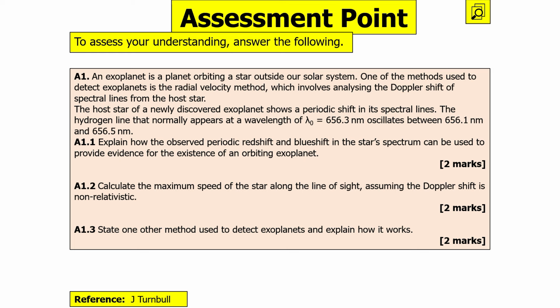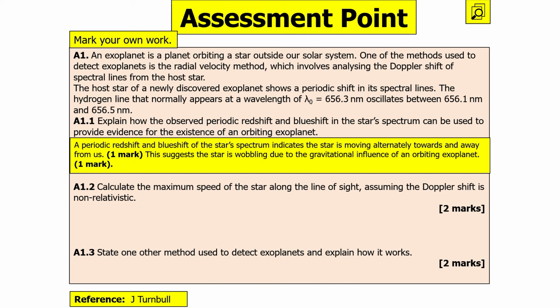Explain how the observed periodic redshift and blueshift in the star spectrum can be used to provide evidence for the existence of an orbiting exoplanet. Calculate the maximum speed of the star along the line of sight. Then state one other method used to detect exoplanets and explain how it works. So pause the video now and then unpause the video when you want to go through your answer.